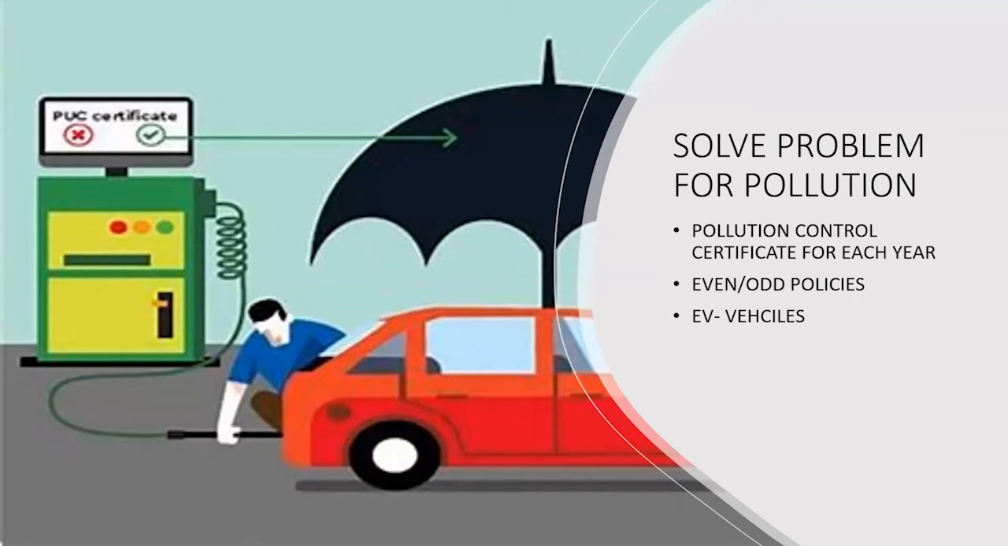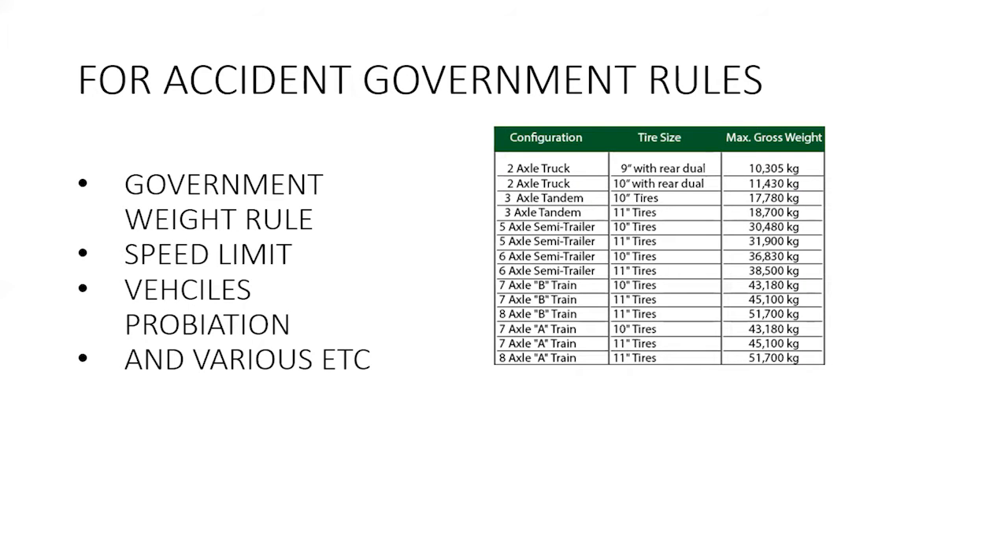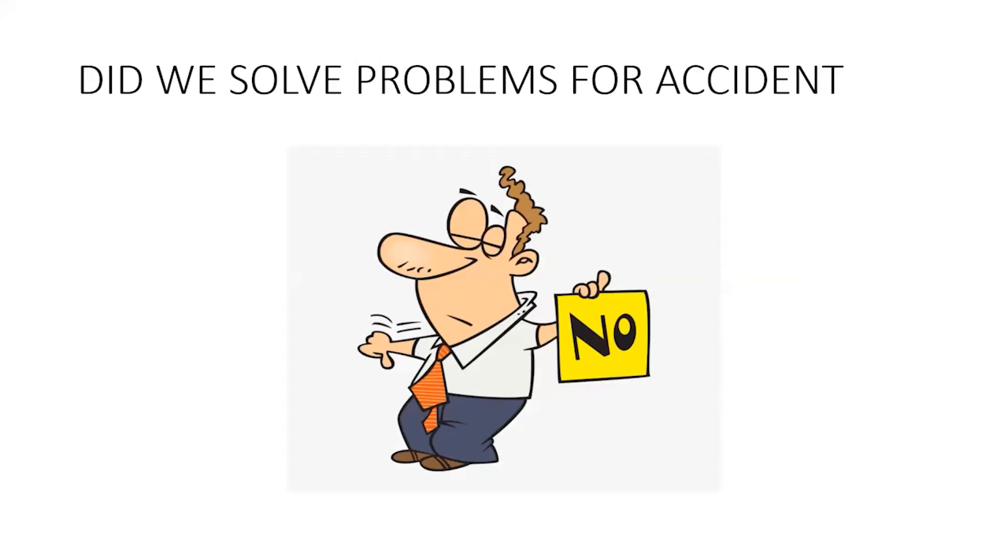For pollution, we control it with a pollution certificate for each year. We have introduced many policies, such as odd-even policies in Delhi, and EV vehicles for the control of pollution. For accidents, we have used government rules for weight, speed limits, and vehicle provisions for restricted areas. But we are still facing accident problems due to heavy loads.